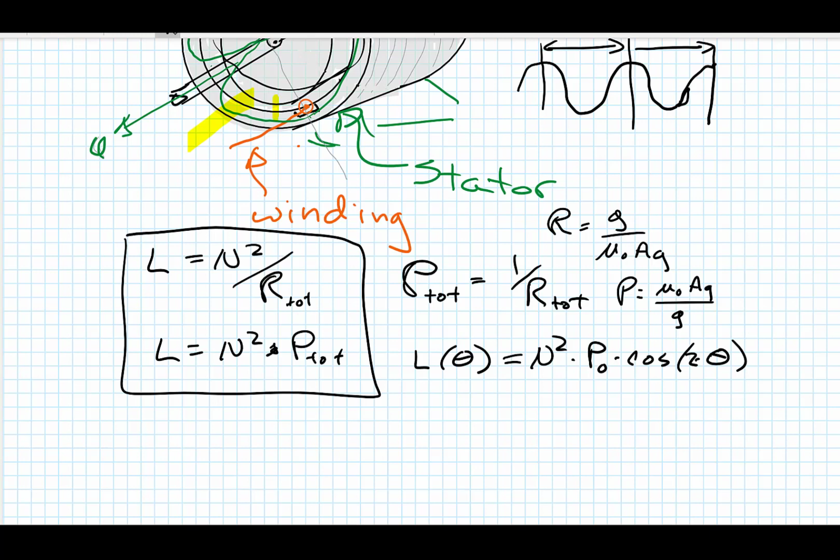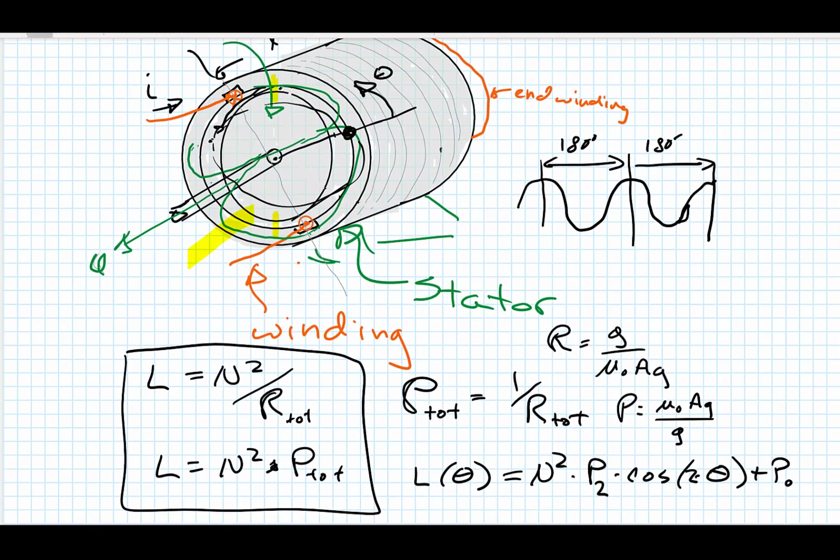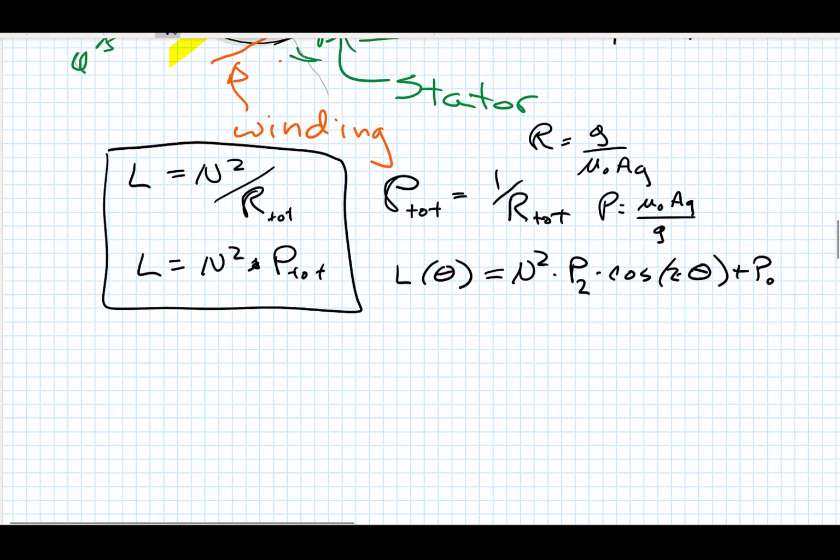So then I can say that the other thing is that there's going to be some average. I'm going to call this P2, but there's going to be some average permeance. It's because the gap doesn't completely close. I mean, the machine wouldn't move, right? It would just rub. So there has to be some averaged, effectively constant inductance here. And so that's what this is, times the N squared.